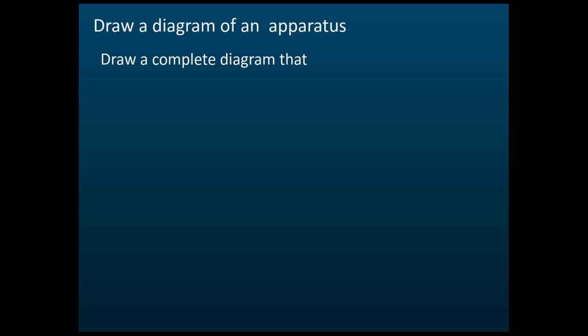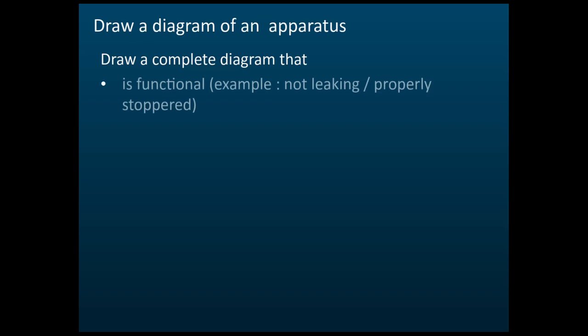Okay, now when drawing a diagram, there are a few things that you must pay attention to. First, the diagram is functional. Functional means not leaking and properly stoppered. Okay, what does this mean? Now, when you want to draw a test tube, there is a common mistake made by students.